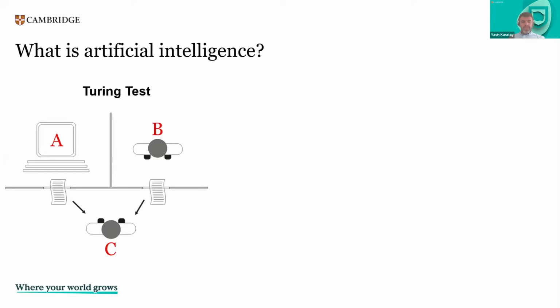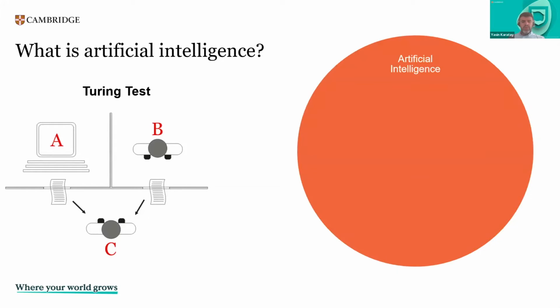So A is the computer and B is the human taking the same task, and C is another human who is the evaluator but doesn't know which one is computer and which one is human. So if C, the human evaluator, cannot tell if it is a machine or a person, then the computer passes the test, and we can call it intelligent. But artificial intelligence is a very broad term. So let's look at it in a little bit more detail.